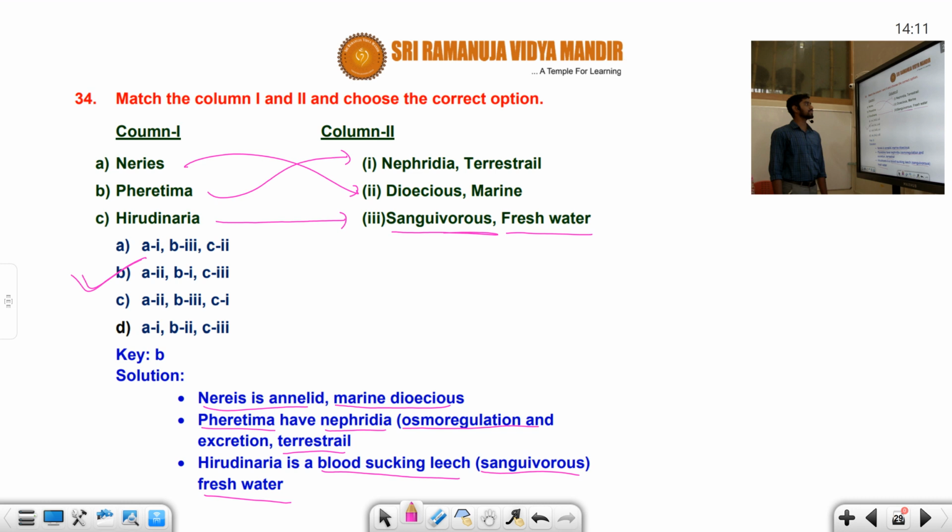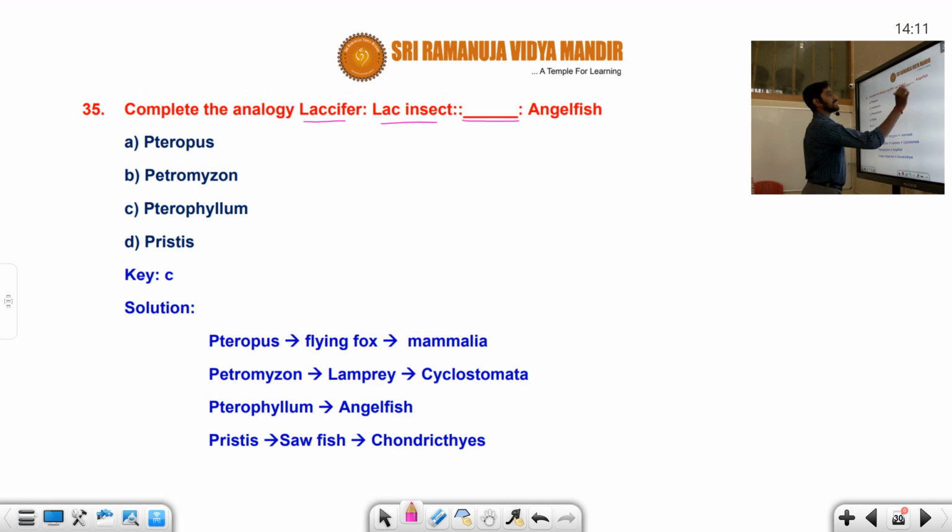Next, the other one is complete the analogy. Okay, they are giving an analogy now. They are already giving one analogy, Laccifer, the lac insect. So, another analogy it is giving as a dash. So, angelfish. So, in the angelfish analogy you need to identify the resemblance point.